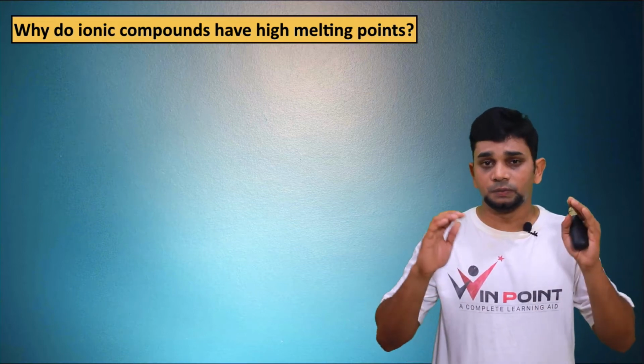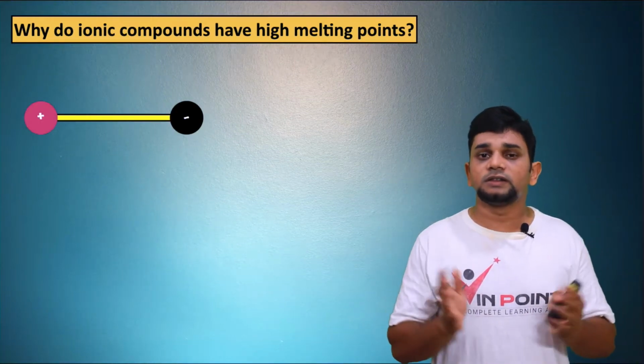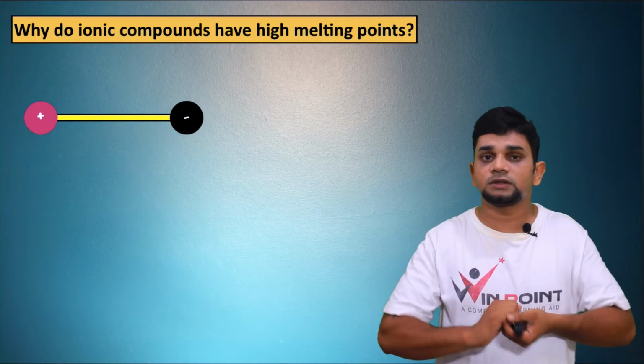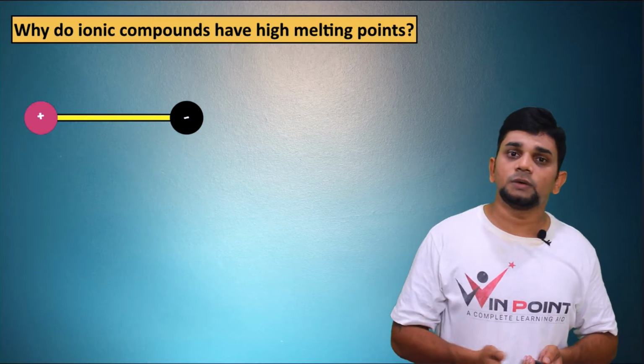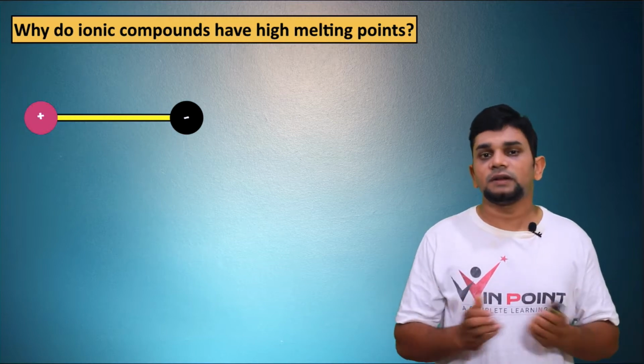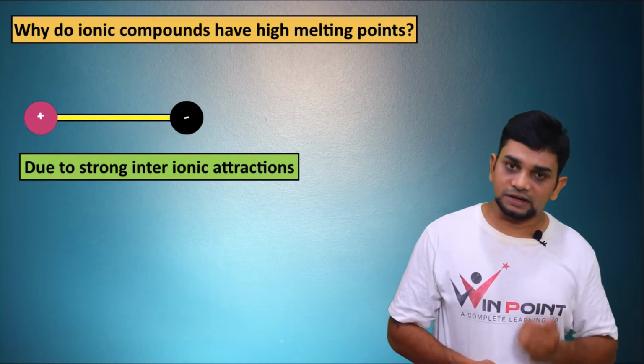The attractive force is very strong. Here you can see that positive and negative, they are having strong inter-ionic attraction. The bond is very strong. So we need to give high temperature, we need to give high amount of heat to break this bond. That is the reason for this high melting point, due to strong inter-ionic attractions.